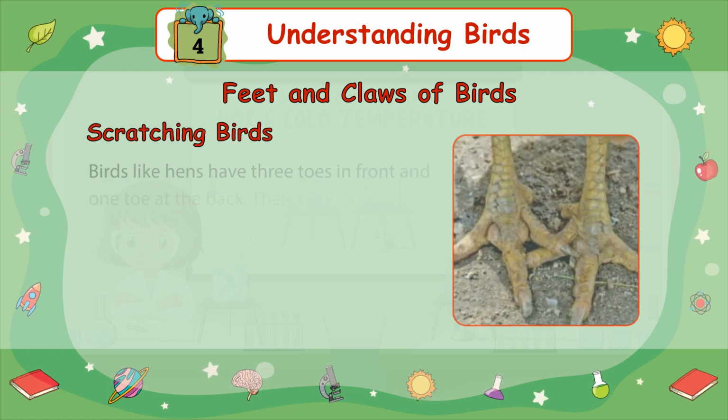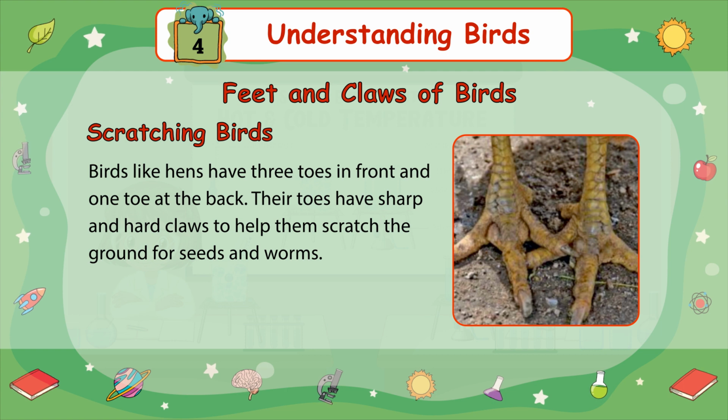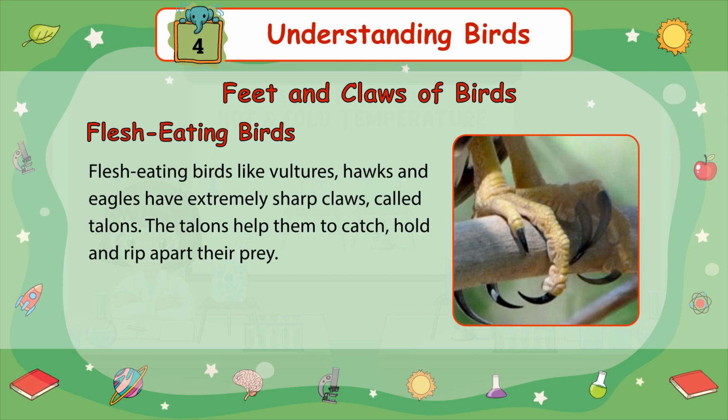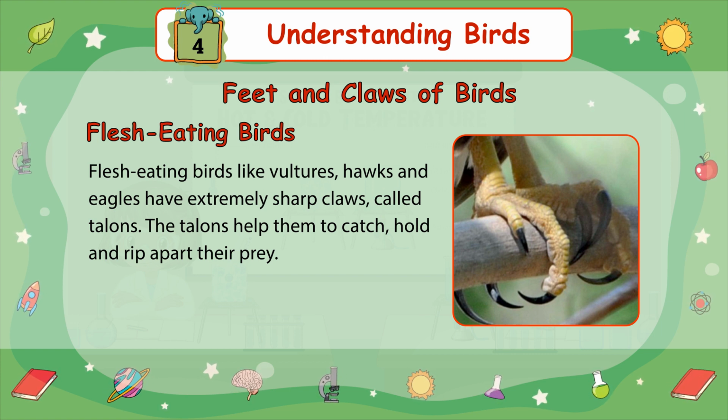Scratching birds. Birds like hens have 3 toes in the front and 1 toe at the back. Their toes have sharp and hard claws to help them scratch the ground for seeds and worms. Flesh eating birds. Flesh eating birds like vultures, hawks, and eagles have extremely sharp claws called talons. The talons help them to catch, hold, and rip apart their prey.